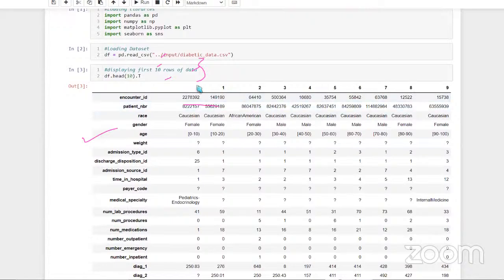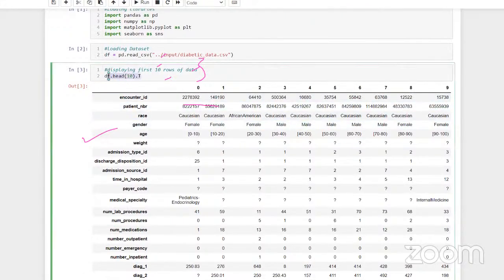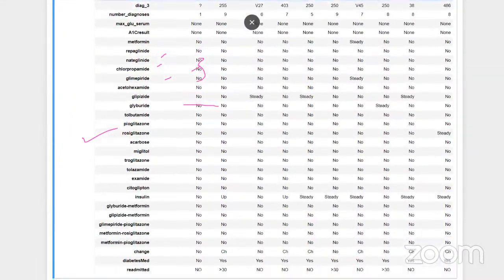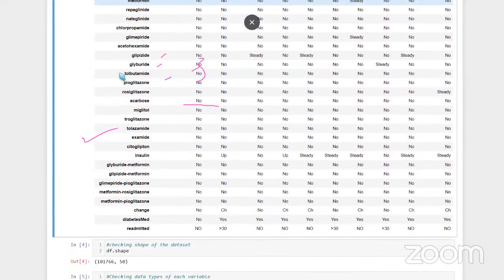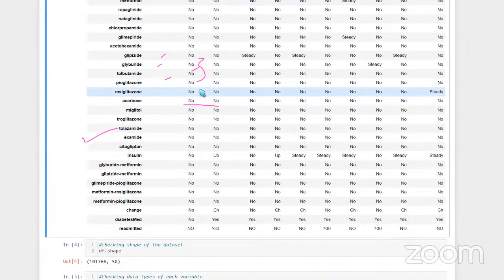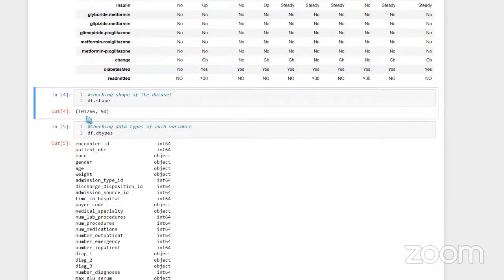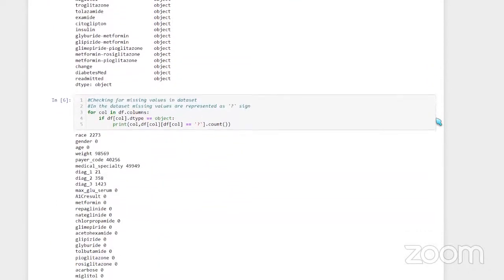So you can see these are all the columns. This is basically the transposed view we are seeing: these are records 0 to 9, 10 records, these are the columns, and these are certain values of each column. We have all the medicine names, whether they took them or not, yes or no. Then we saw the shape of this: 101,766 rows and 50 columns. These are the columns we have.